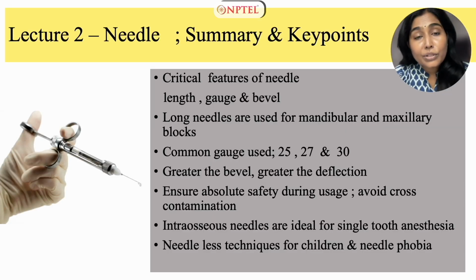With this, we come to the end of this lecture, and here's a summary. The critical features of a needle are the length, gauge, and bevel. Long needles are used for mandibular blocks and maxillary blocks. Common gauges used are 25, 27, and 30. Greater the bevel, greater the deflection of the needle into the tissues.